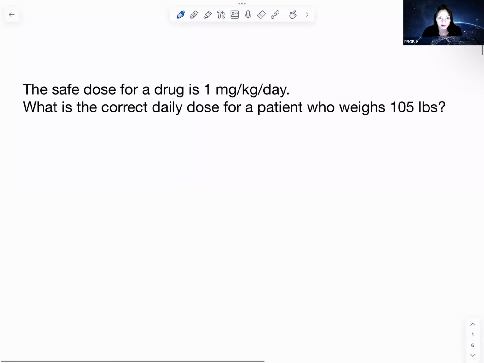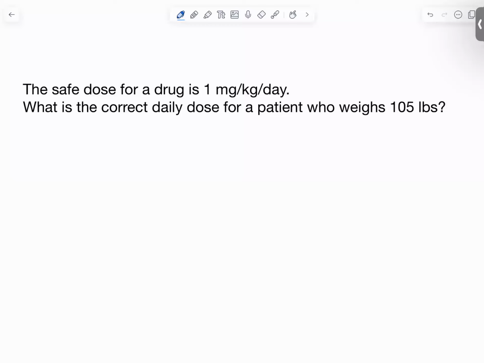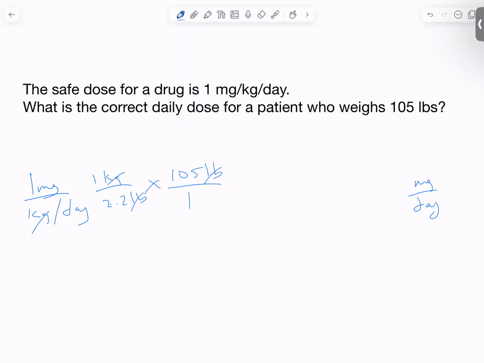So I'm going to let you solve for this one. All right, so it's no trick questions here. It's 1 milligram per kilogram per day. What is the correct daily dose? So milligrams a day, and the patient weighs 105 pounds. It's the same setup. All right. So during your exam, just sit and look at the question, read the question. I promise you, it'll start to make sense someday.